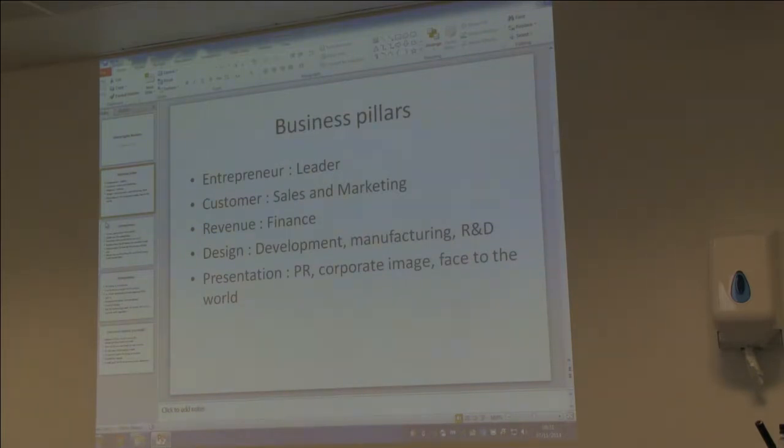The revenue generator is your finance person. This is the person that keeps track of all the money and forecasts where money might come in. Now, the finance person does not go and get those numbers. Those numbers are given to the finance person by the customer person, the design person, the entrepreneur, all the people that get together to get these numbers.